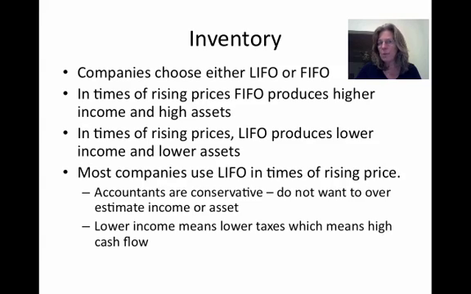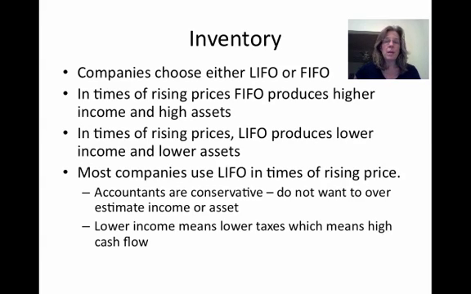In reality, most companies use LIFO for their inventory, but they can make a choice about that. In times of rising prices, FIFO produces higher income and higher assets, and LIFO produces lower income and lower assets, which we saw on that last slide where we looked at the layers. Most companies use LIFO in times of rising prices because accountants are often conservative and don't want to overestimate income or assets, so they want to make sure they're underestimating those two.